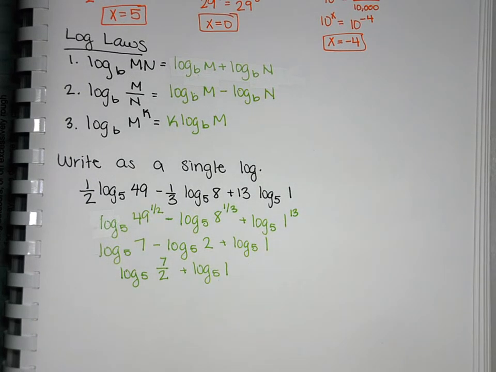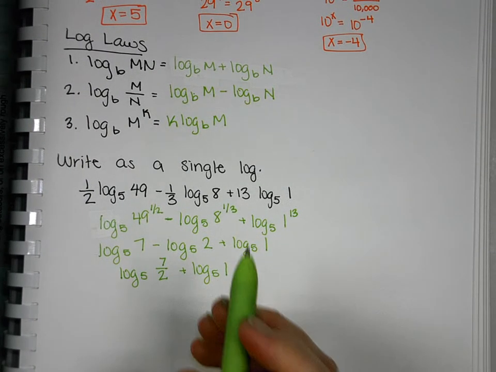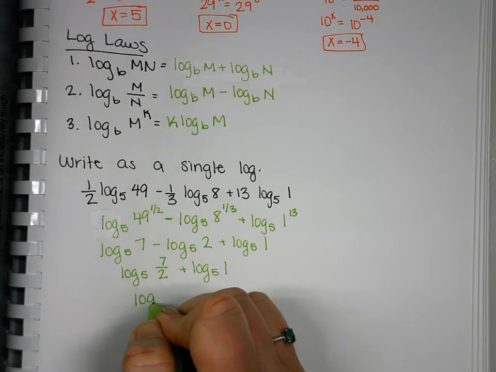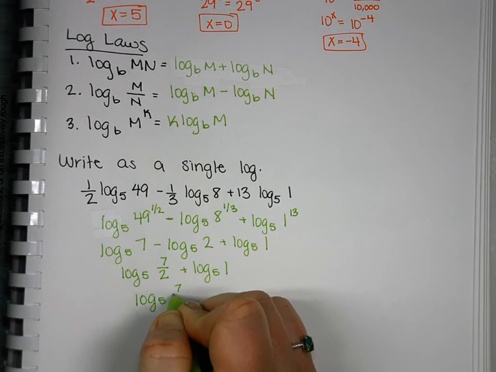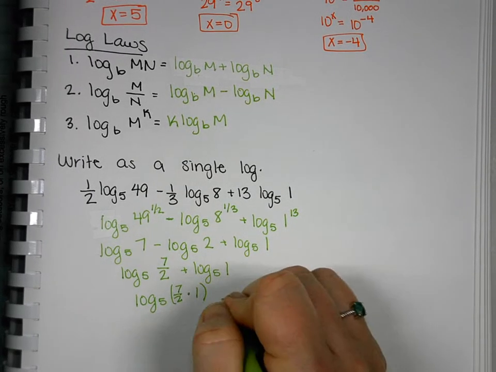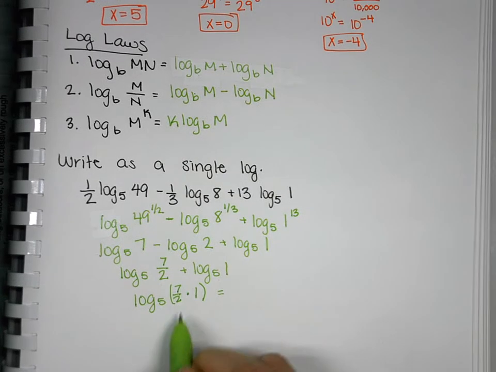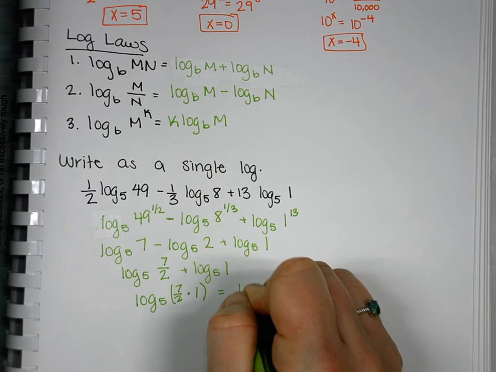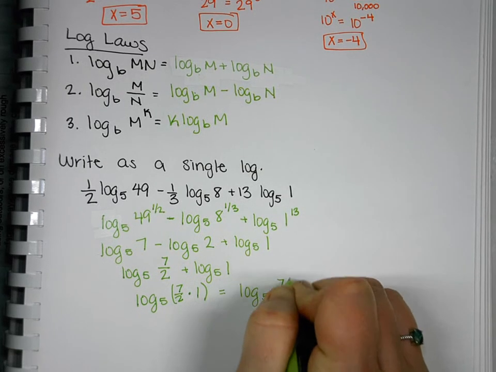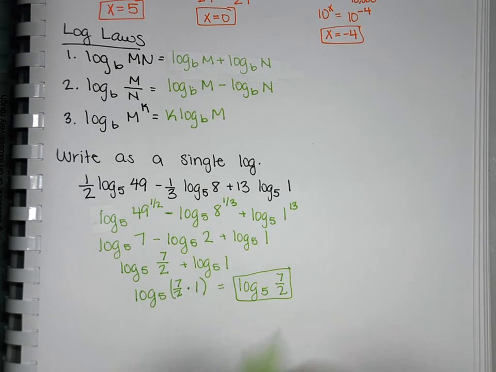And then what do I know about the addition? I'm going to condense it using my first law. The addition tells me I'm going to multiply 7/2 times 1. So when I simplify that, my final answer would be log base 5 of 7/2. And there's your single log from that expanded one.